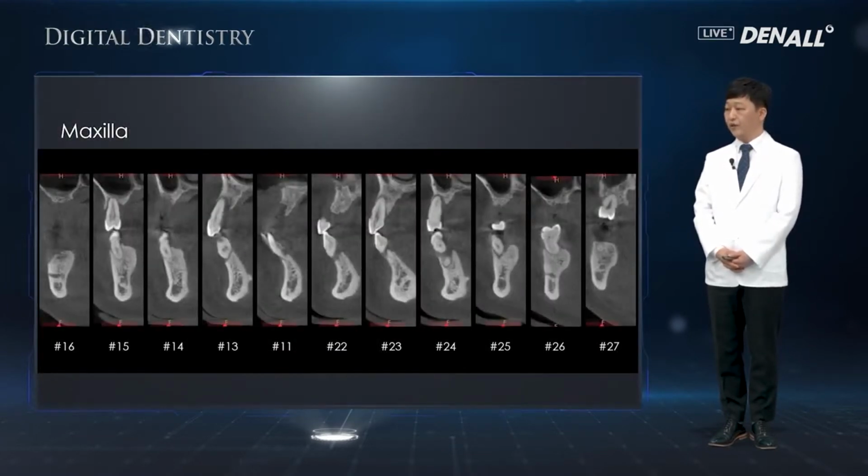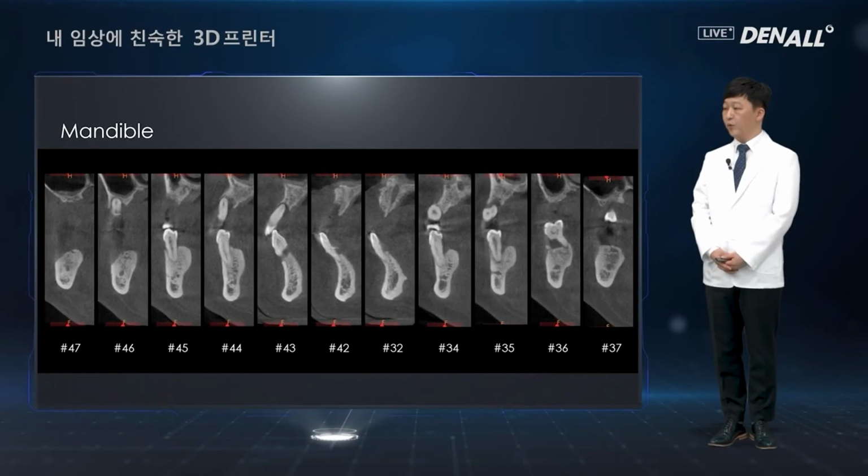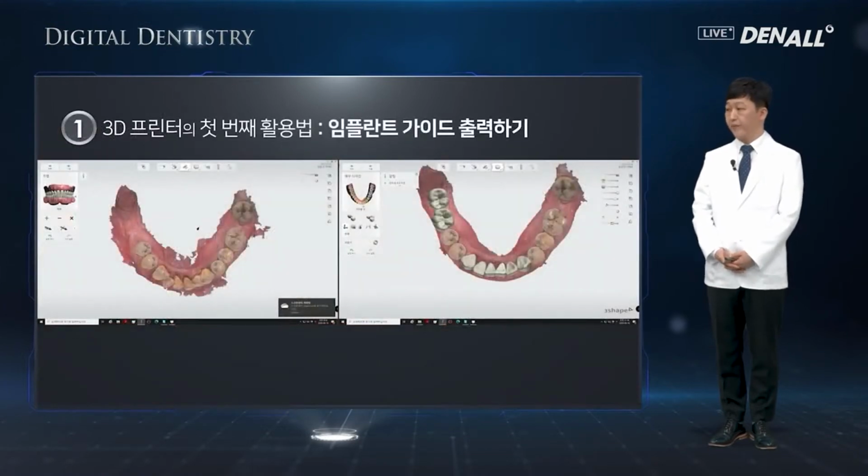CT of maxilla. There are no teeth that can be saved. CT of mandible. The remaining bone is relatively abundant. Premolars will be saved and implants will be placed in the remaining teeth regions. Immediate implant placement after extraction is the plan.